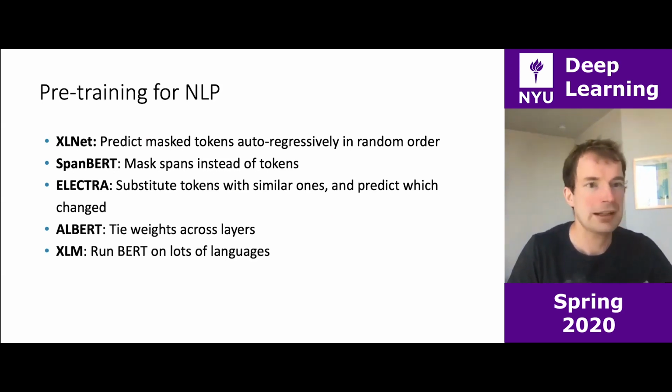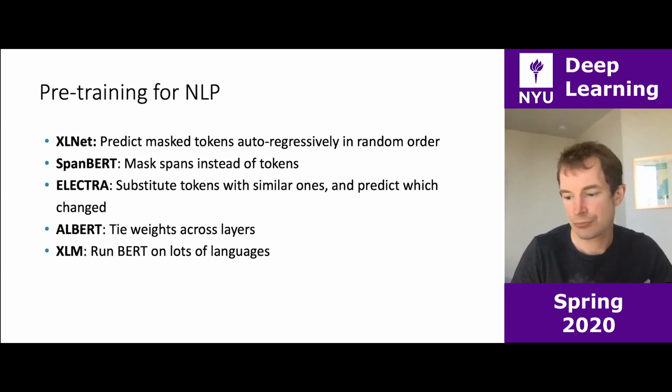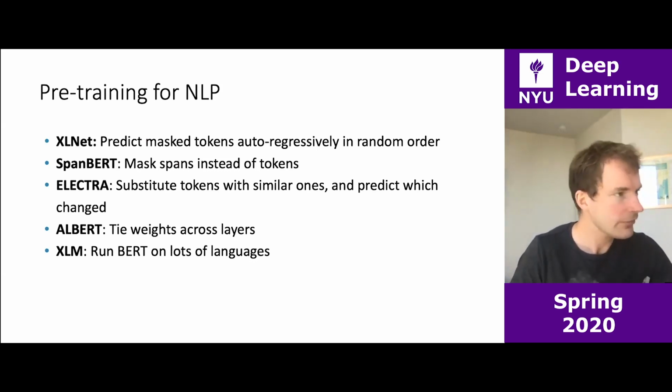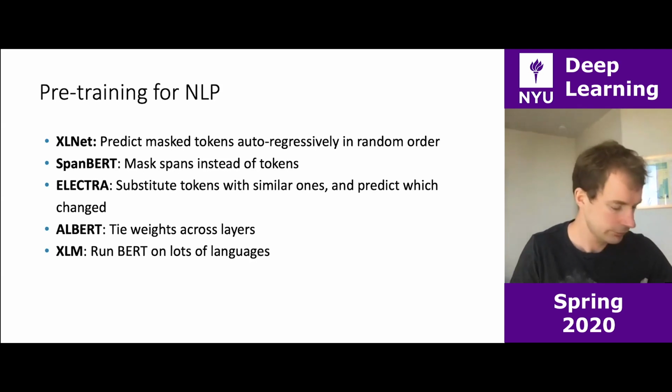So I'll just quickly discuss a few of the other things people have been doing with self-supervised training. There's one called XLNet. Basically, in BERT, when you predict all your masked tokens, you predict all the masks conditionally independently. XLNet has a trick that lets you predict these masked tokens autoregressively, but in a random order, and they claim some improvements for doing that. There's also SpanBERT, which, rather than masking out words, masks out a sequence of consecutive words.